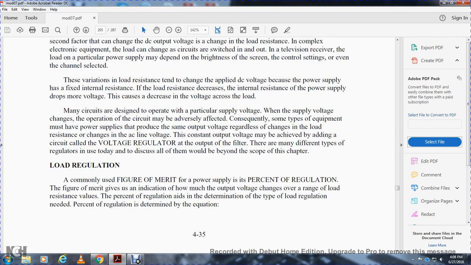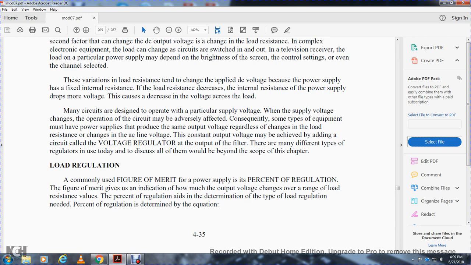Many circuits are designed to operate with a particular supply voltage. A change in the supply voltage may adversely affect the operation of the circuit. Consequently, some types of equipment must have power supplies that produce the same output voltage regardless of changes in load resistance or AC line voltage. A constant output voltage is achieved by adding a circuit called a voltage regulator to the output of the filter. There are many different types of regulators today, and to discuss all of them would be beyond the scope of this chapter.